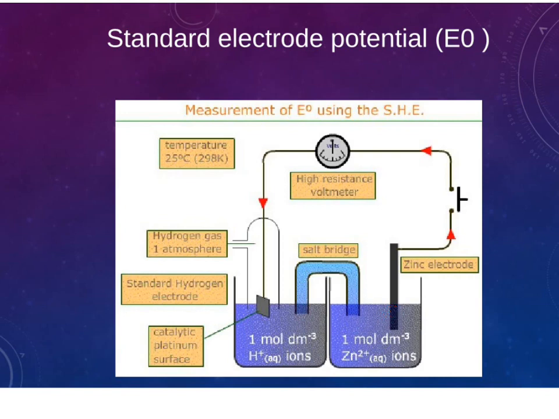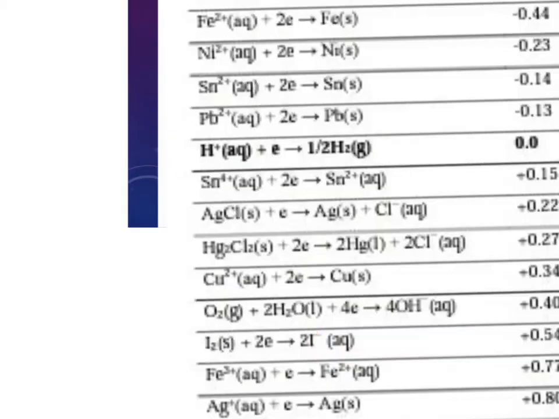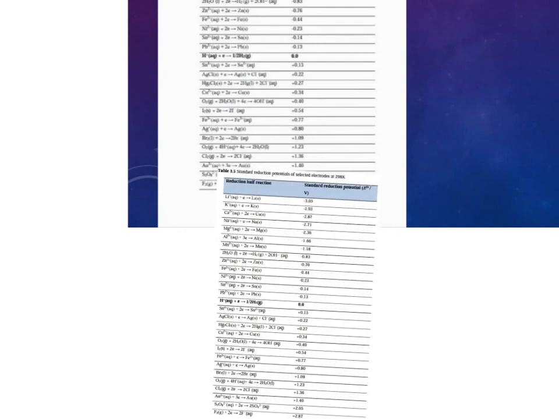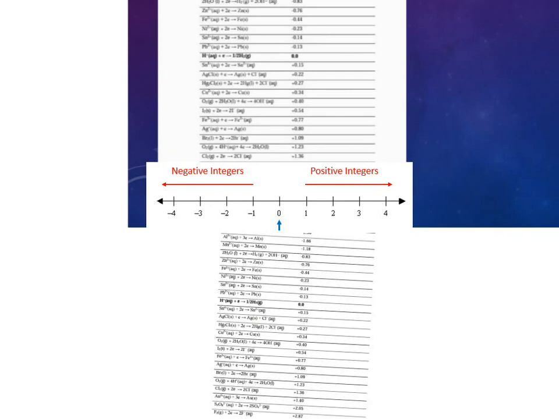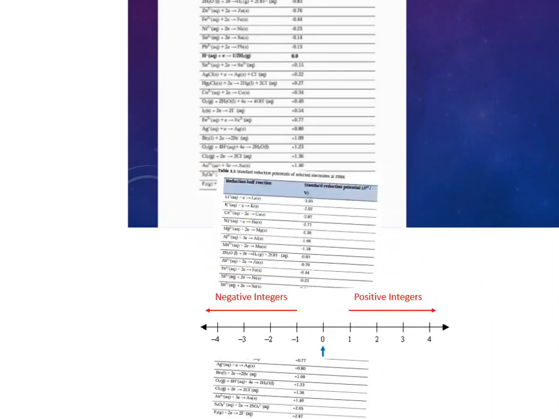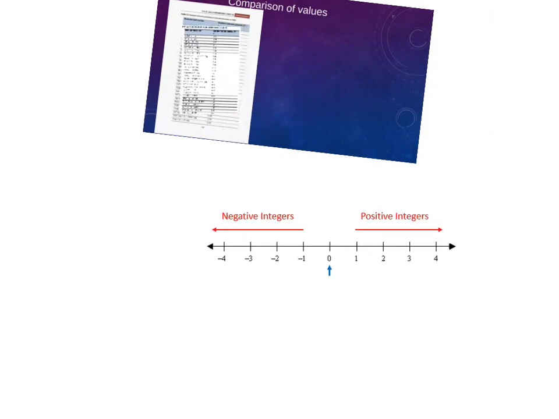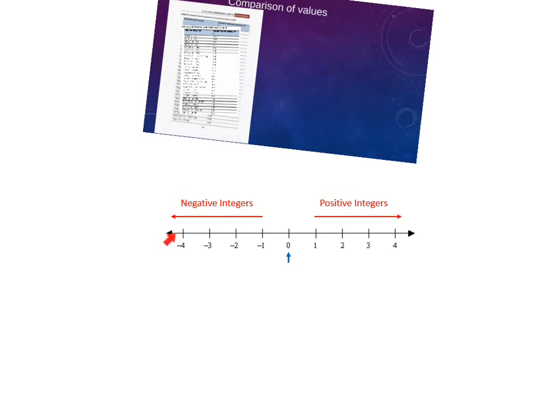Okay, so using that method, we have 0 here, and you can see it slowly increases. At the bottom it is more positive. You can think of it like a number line. You can see in the number line it's more negative, it goes up to 0, and then it goes to more positive.